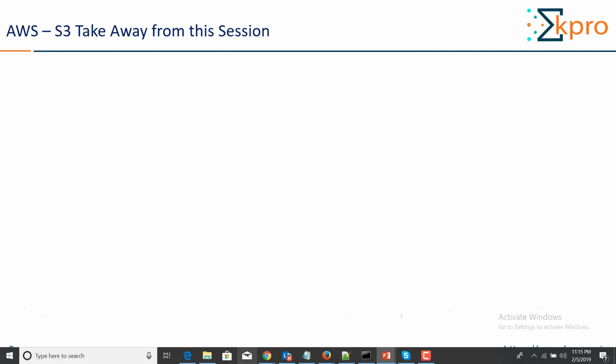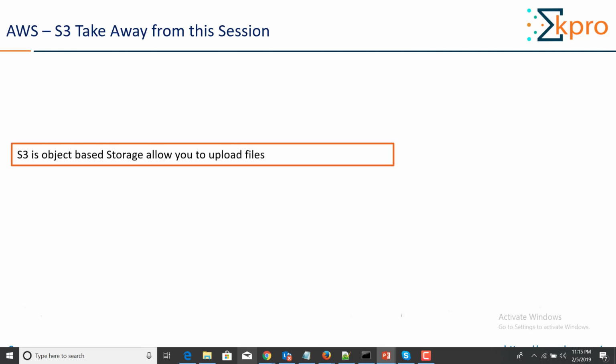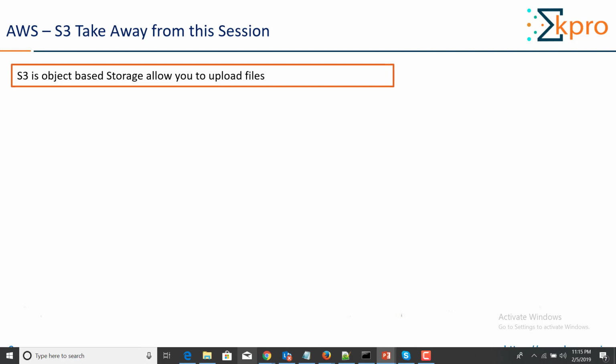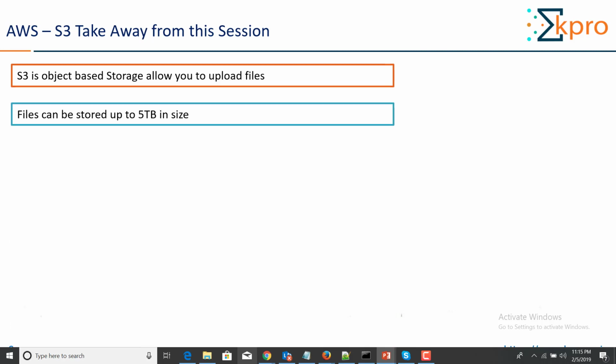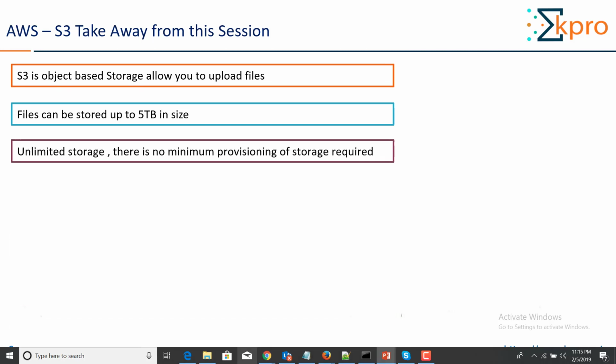Now, what is the takeaway from this session? S3 is an object-based storage that allows you to upload files. Files can be stored up to 5 TB in size. A single file we can store up to 5 TB in size. Unlimited storage, there is no minimum provision of storage required. Suppose I have a 5 GB file today, I will store it and I have to pay for 5 GB of space. Tomorrow if I put a file of 10 GB, I will pay for 10 GB of space. It's nothing like first I have to acquire space and then put the file.